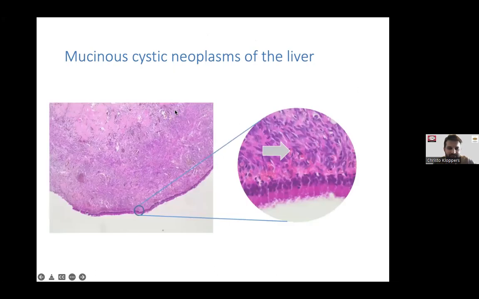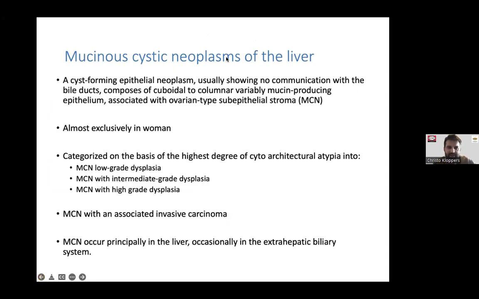All right, let's go on to mucinous cystic neoplasms of the liver. That is that right-sided picture we've shown in the beginning. So it's a cyst-forming epithelial neoplasm, usually showing no communication with the bile ducts, composed of cuboidal to columnar mucin-producing epithelium with ovarian-type stroma. It is almost exclusively in women. If you read about this in the literature, there's always some argument about it. I think if we look at the histology just now, it in actual fact is exclusively in women.